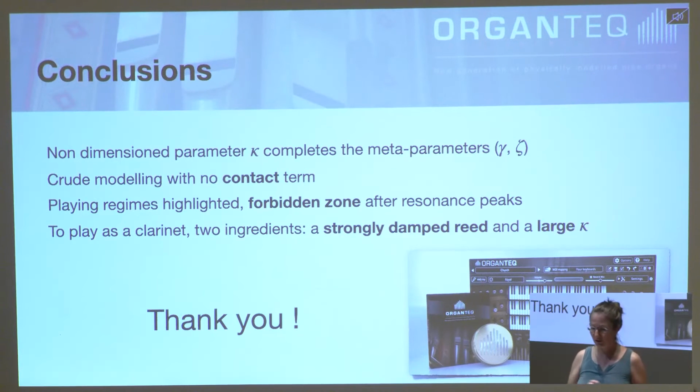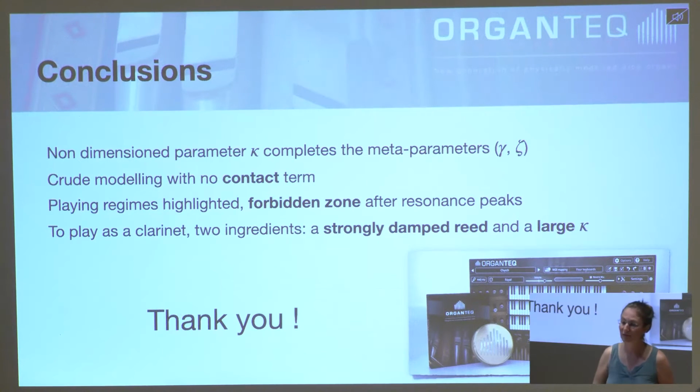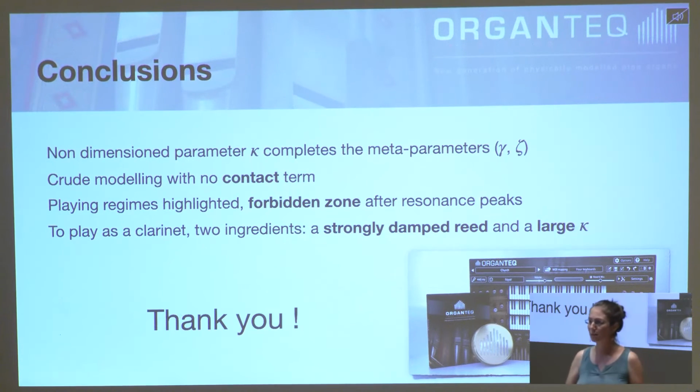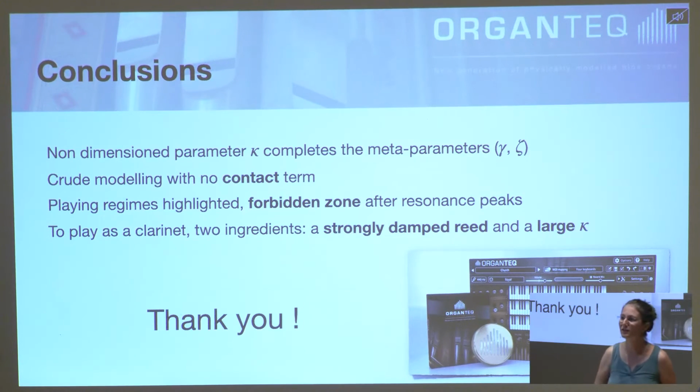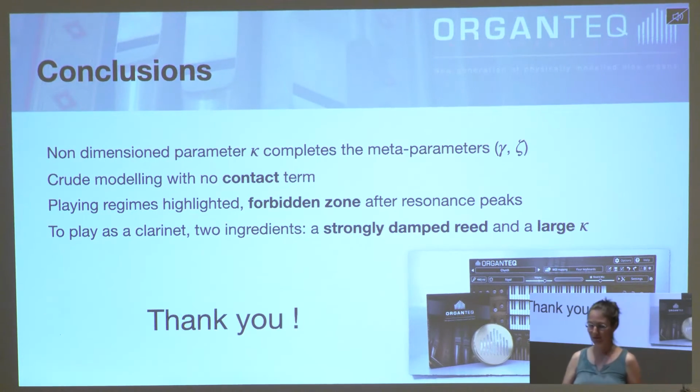So in conclusion, our non-dimensional parameter kappa completes the existing meta parameters gamma and zeta. What we did here was a crude modeling of a reed instrument with no contact term and a lot of very crude assumptions. You see that some playing regimes were highlighted. There is this forbidden zone after the resonant peak. And one of the conclusions is that to play a clarinet, you need two ingredients, a strongly damped reed and a large kappa. Otherwise, you rather have an organ-like behavior.